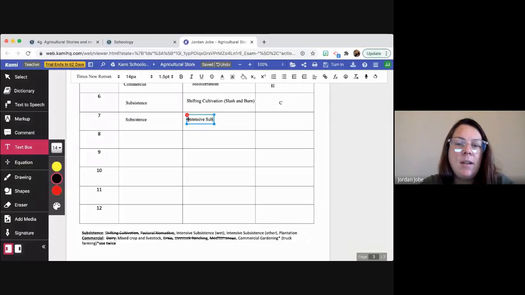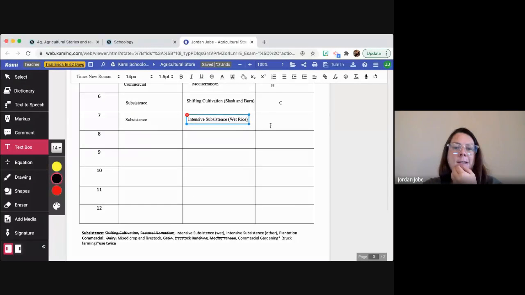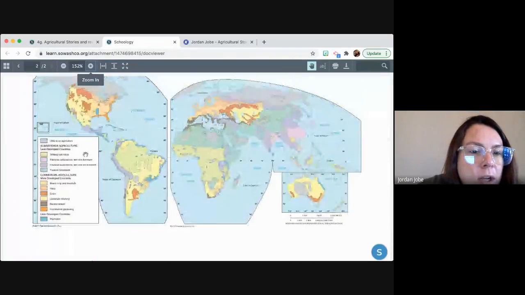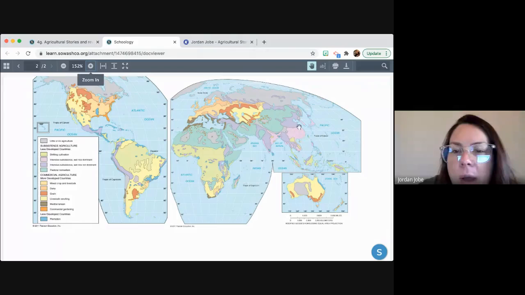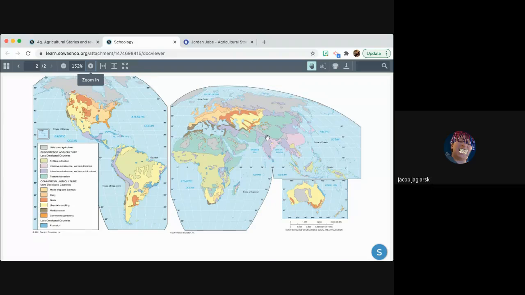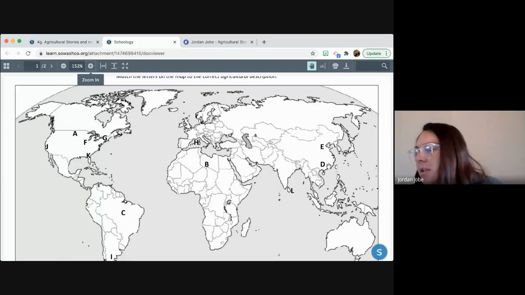Intensive subsistence wet rice. Okay. So based on my map location, I go take a look, and wet rice is this pinky color. Okay, so I have the eastern part of Asia, a little bit in India. It's going to be D or E. Yeah, D or E. So let's take a look at the difference between the two.